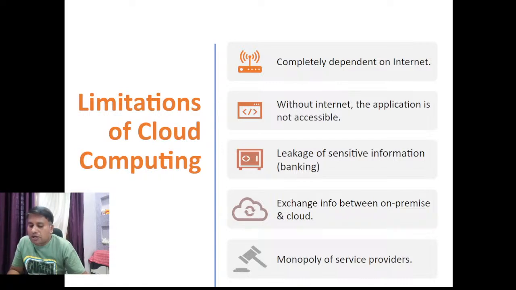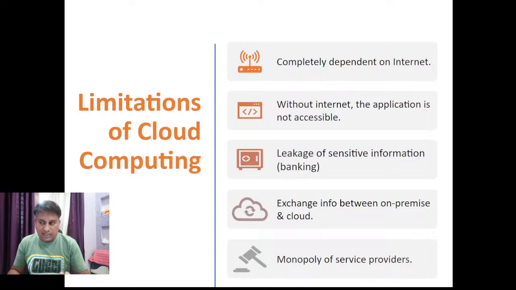And the last one is monopoly of service provider. If you are dependent on any service provider and only that service provider is providing that service, then they can change the price. Basically they will increase the price, not decrease. They can increase the price at any point of time and you have to pay for it.